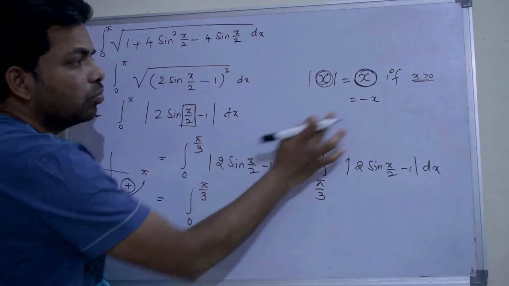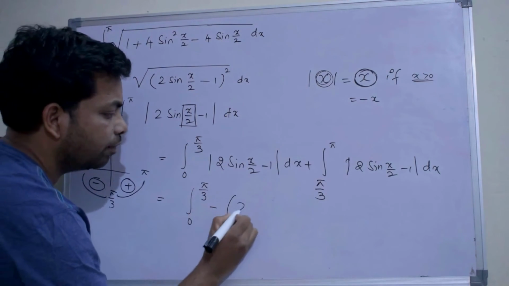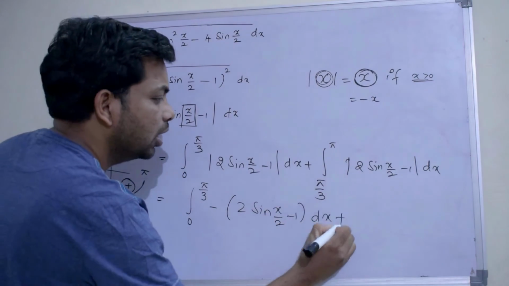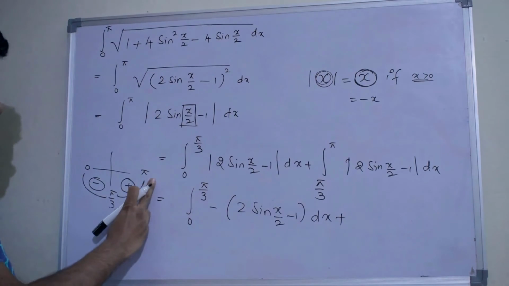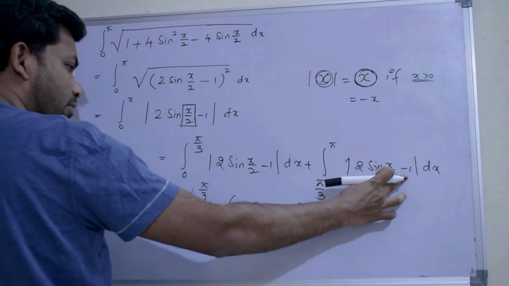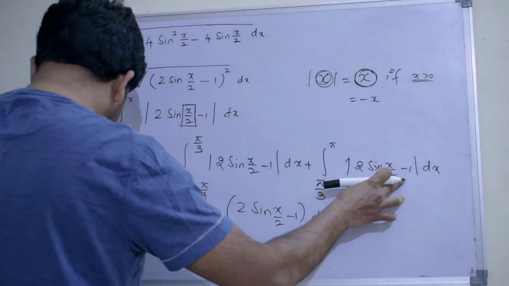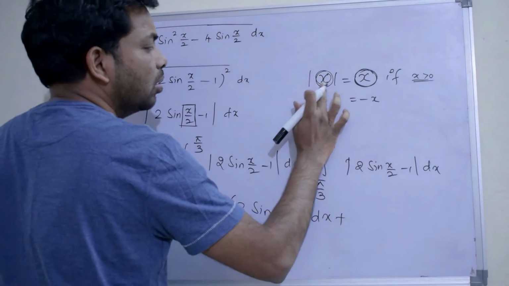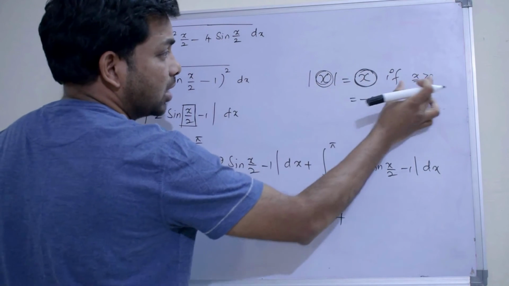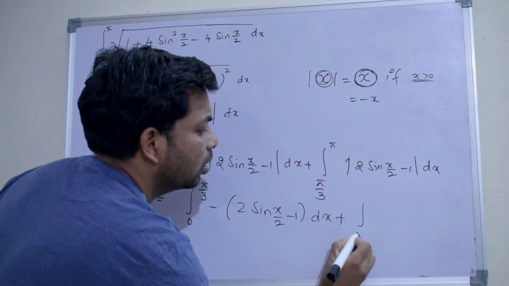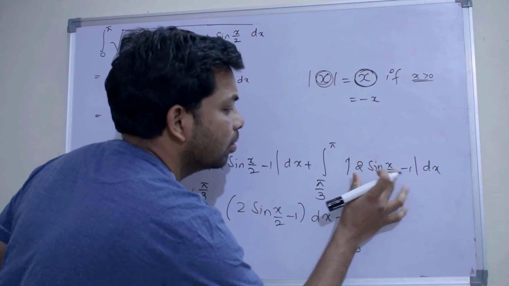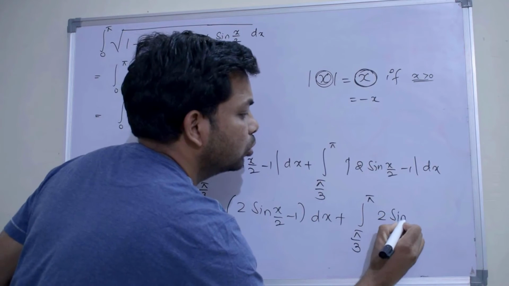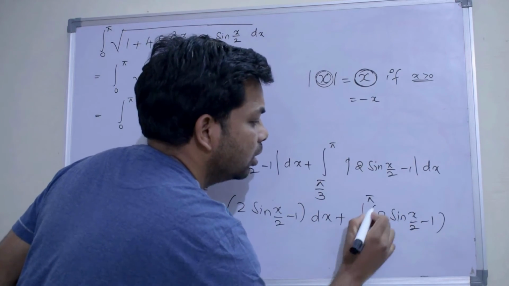X, but negative, so minus x. So minus of 2 sin x by 2 minus 1 dx, plus in this region pi by 3 to pi, what is it? The function inside the modulus is positive. So mod x is equal to x if x is positive. So it is itself, the modulus value is itself because it is positive. So 2 sin x by 2 minus 1 dx.